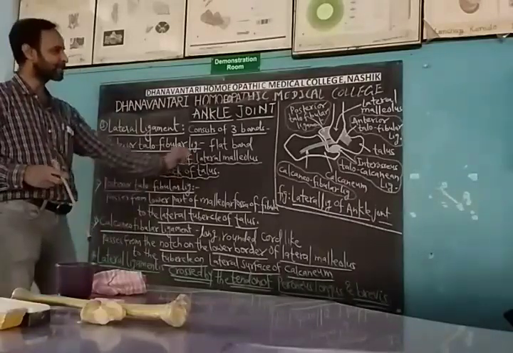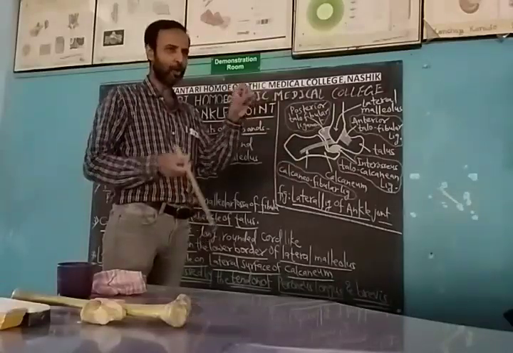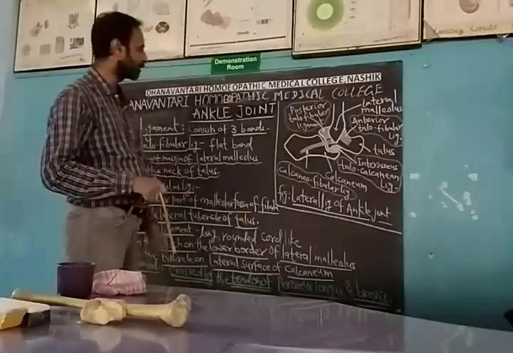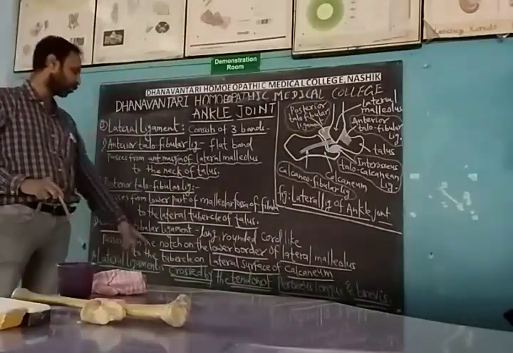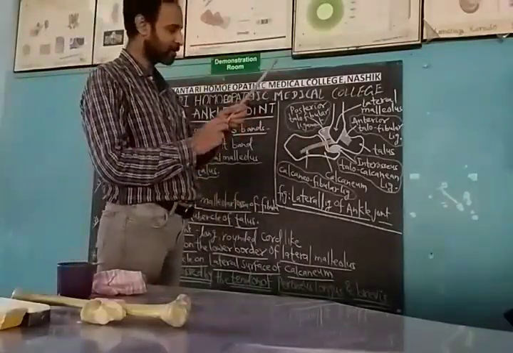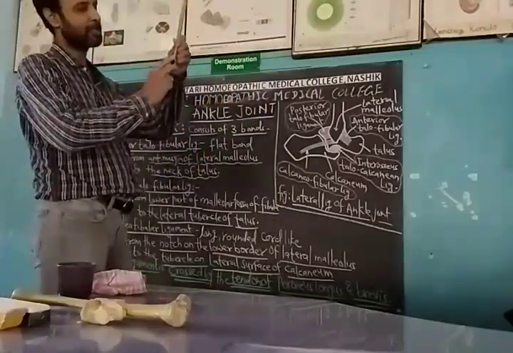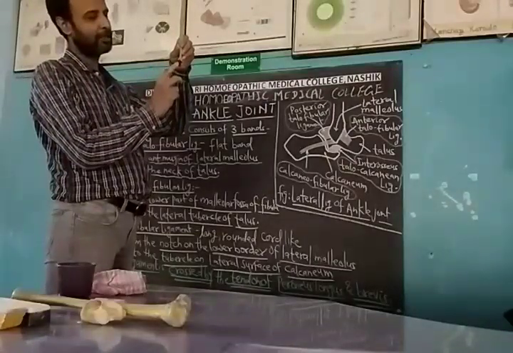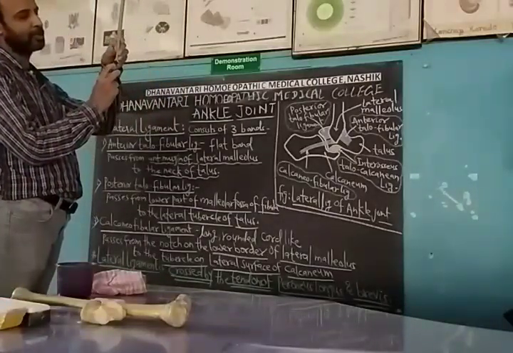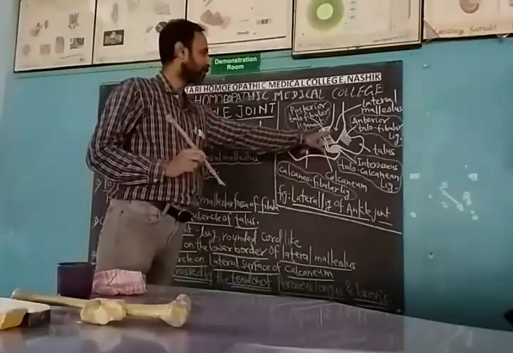And calcaneofibular, if you see, it's a long, rounded cord. So this passes from the notch on the lower border of the lateral malleolus. So that is a notch on the lower border of the lateral malleolus. On this lateral malleolus, there is a lower border, and there is a notch on the lower border of this lateral malleolus.